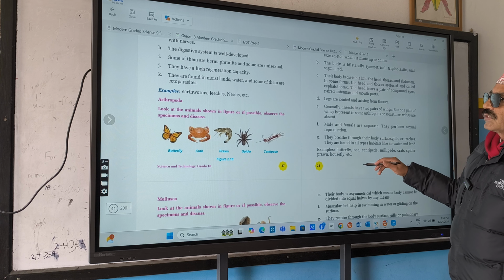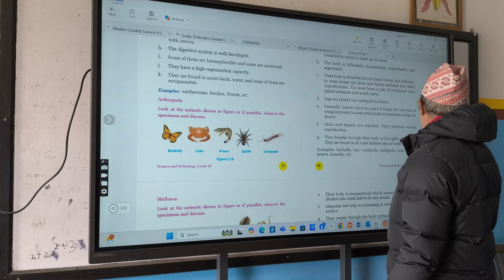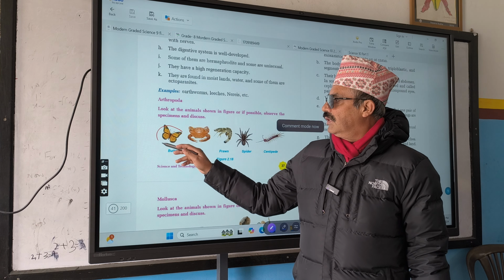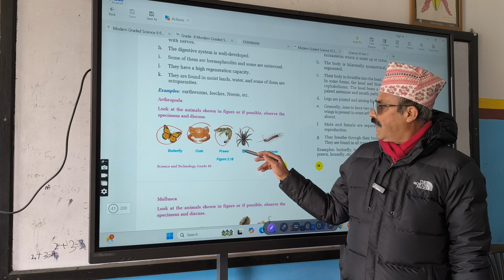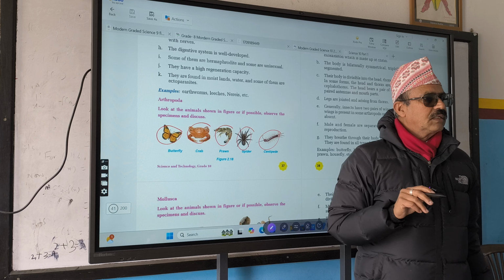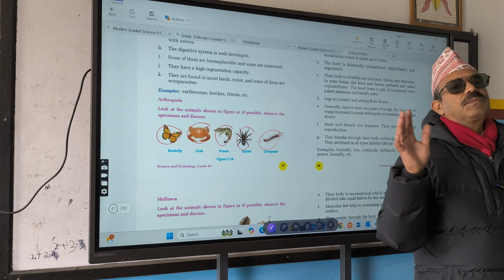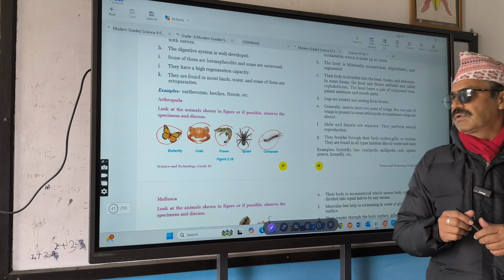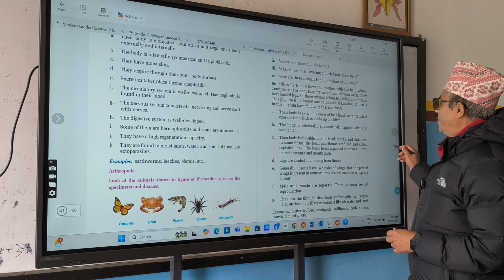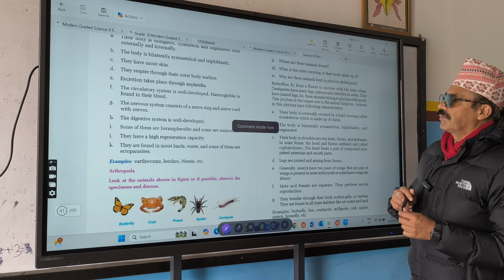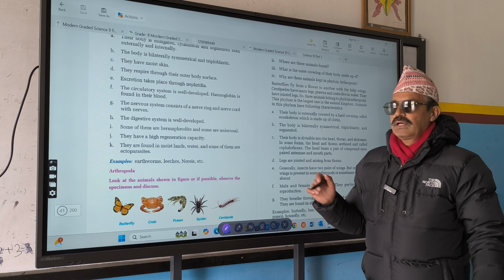Next group, which contains jointed appendages. Arthropoda. Their legs are jointed. For example, butterfly, crab, prawn, spider, centipede. And Arthropoda is the group of organisms which contains the maximum number of members. More than 1 lakh species are there. And next thing we have to remember, Arthropoda can be divided into 4 classes. How many classes? What are they?